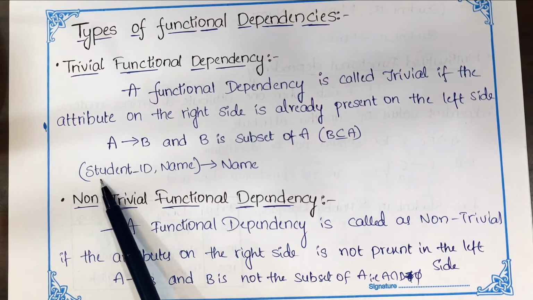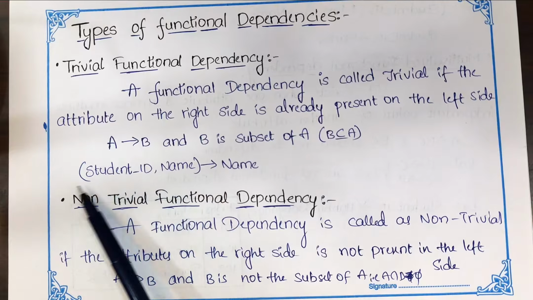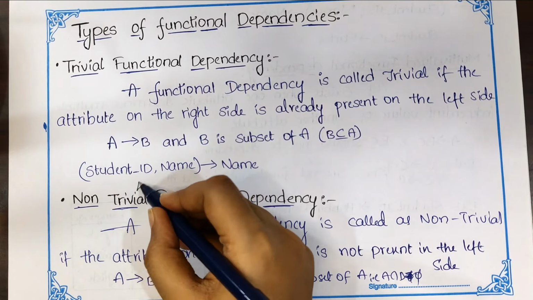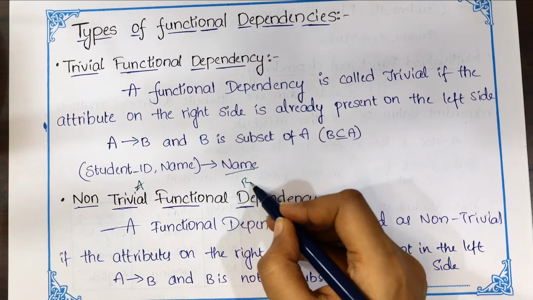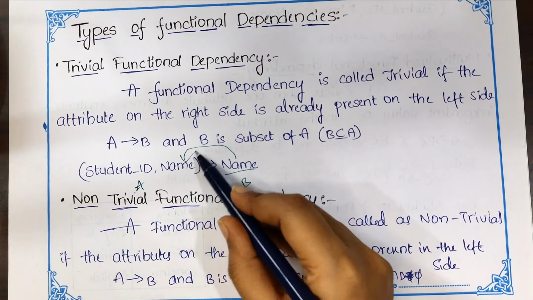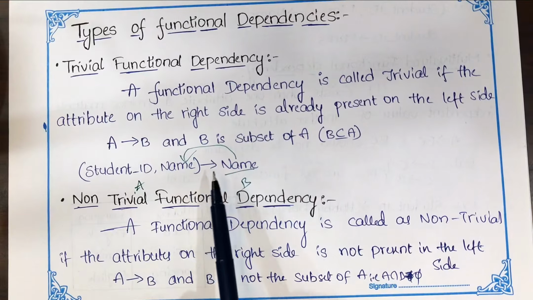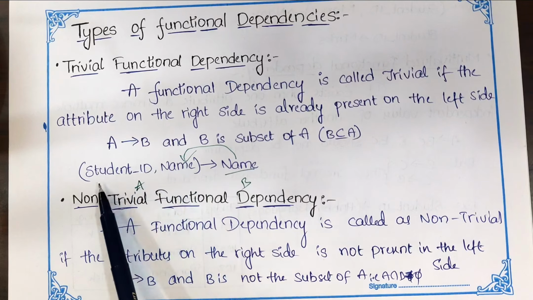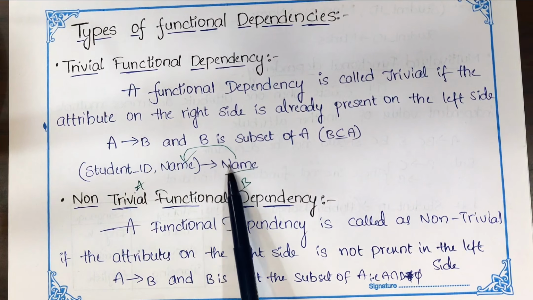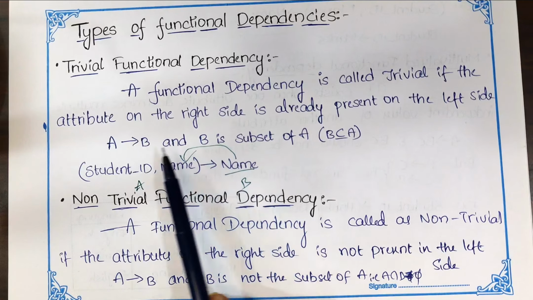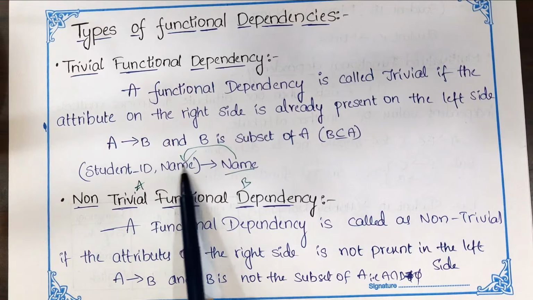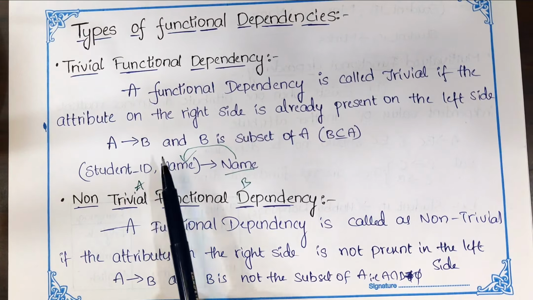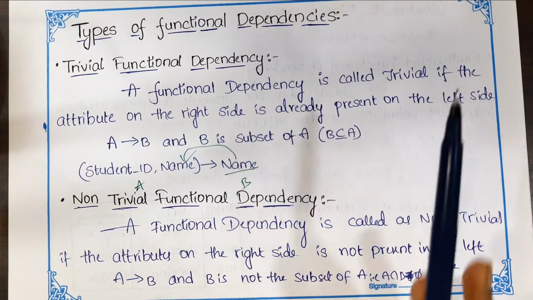Like let's consider this example, student ID, name. Here these are all considered as A and this name individually is called B. Name is already present inside this A, right? So without referring to our table, we can easily find the name is already present, so student ID, name determines this name. And also we can say B is a subset of A because we already have this name in that A. So there is no need of specifying the table.